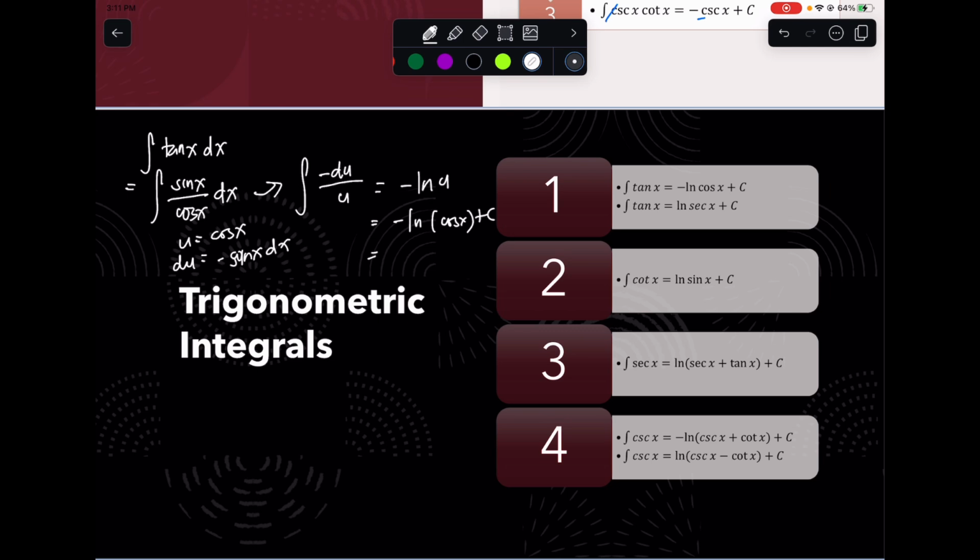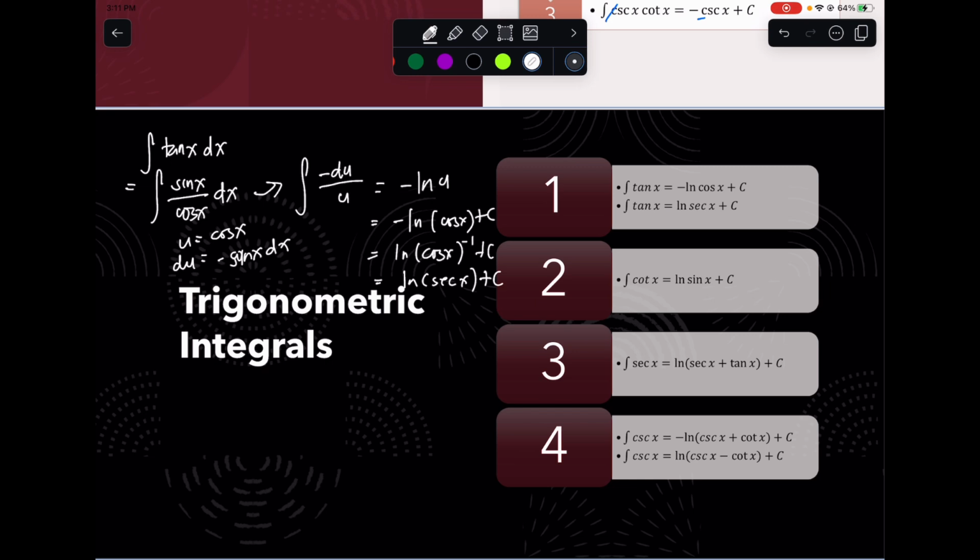But then we can apply the rules of logarithm. So ln of cosine x raised to negative 1 plus c, and 1 over cosine x is the same as secant x. So that is why we have ln secant x for the tangent. For cotangent, cotangent is cosine over sine, and the derivative of sine is cosine. Therefore, the direct integral of cotangent x is ln sine x.